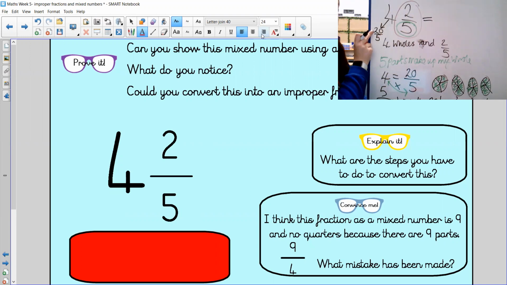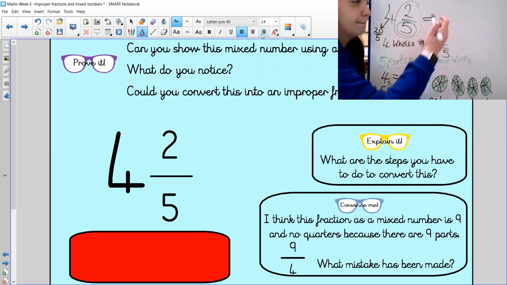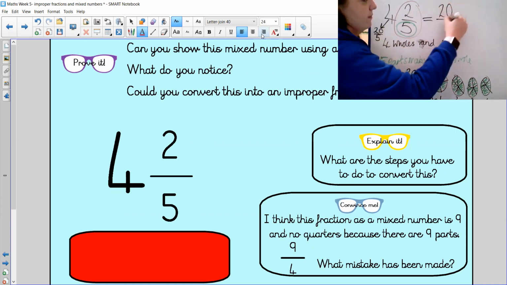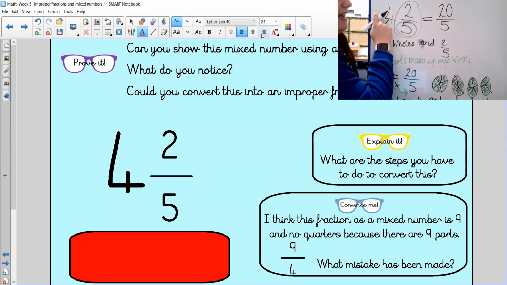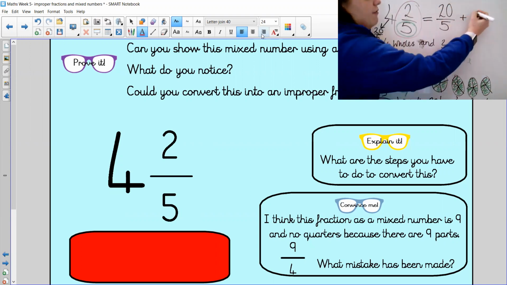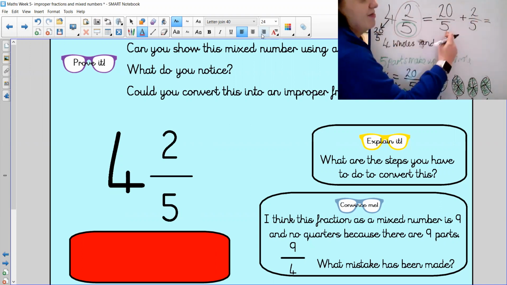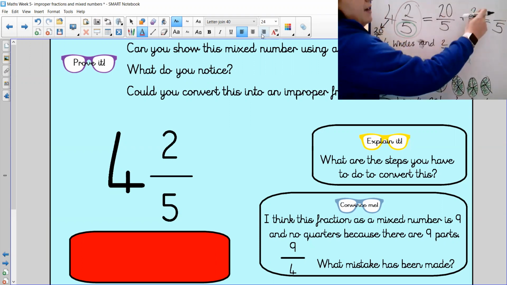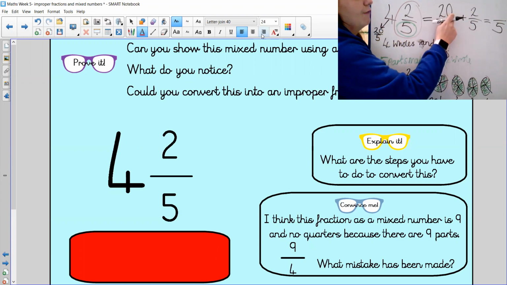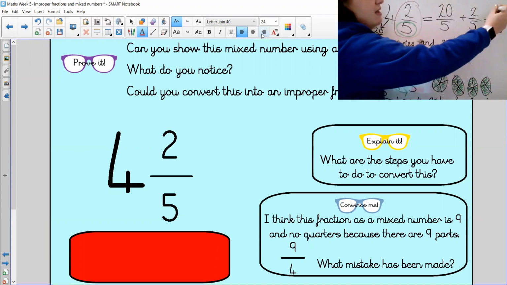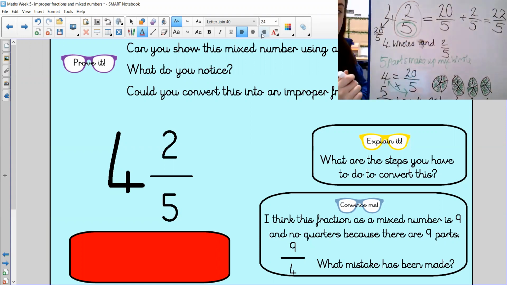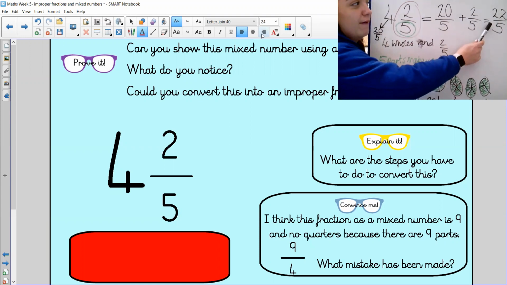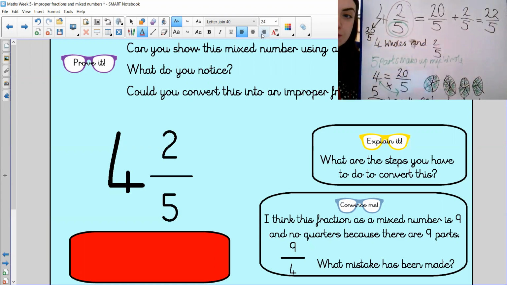Can you see that we've just worked that out? I've already got 2/5. So what am I going to have to do now to get my final improper fraction? I'm going to have to add them together. So 20/5 is equal to 4 whole ones. I've already got my 2/5, so I simply need to add them together. They're the same denominator, so I simply add my numerators together because they're already in fifths. I've got 20/5 already. I'm going to add 2 more fifths, which gives me 22/5. So 4 and 2/5 is equivalent to 22/5.